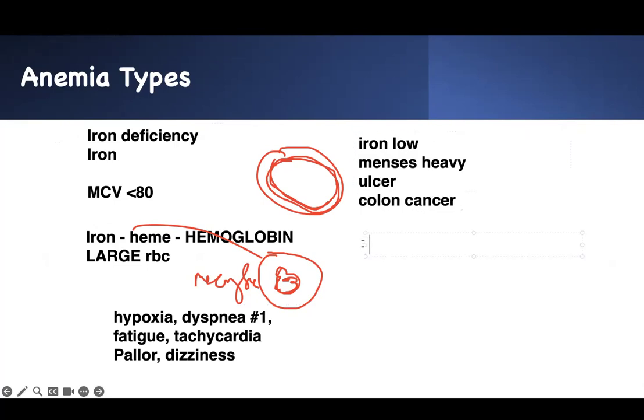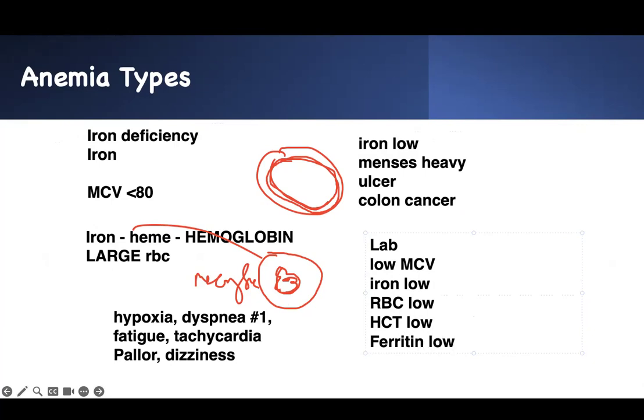We already talked about the lab work. I said you're going to have low MCV. Your iron level is going to be low. Your RBC is going to be low. Your hematocrit is going to be low. There is another lab work called ferritin. It's going to be low, right?